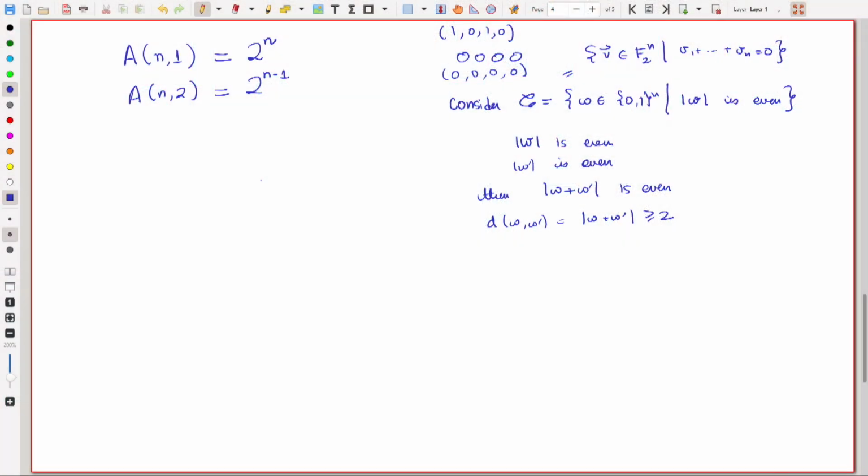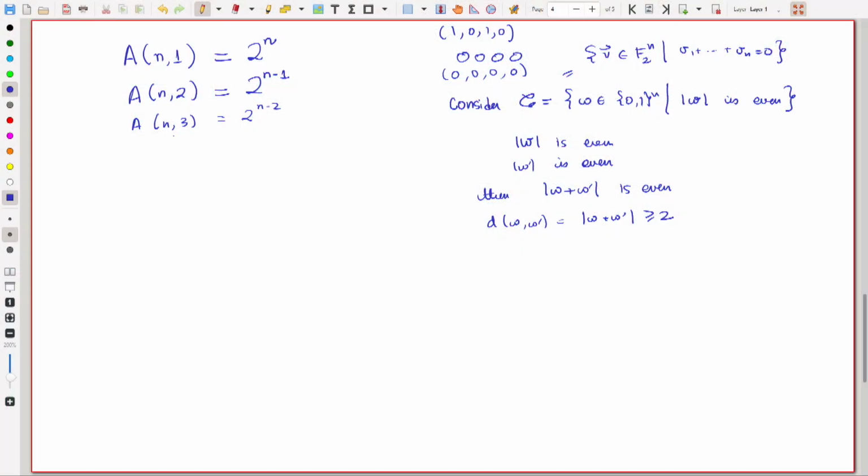So then by your logic A(n, 3) will be 2 power n minus 2, but that's not true actually. Like A(7, 3) is 16, which is 2 to the power 7 minus 3. Yes, 2 power n, 4 means minus 1 I want. We are looking at A(n, 3). By your logic that is 2 power n minus 2, but that's not true. A(7, 3) is 16.